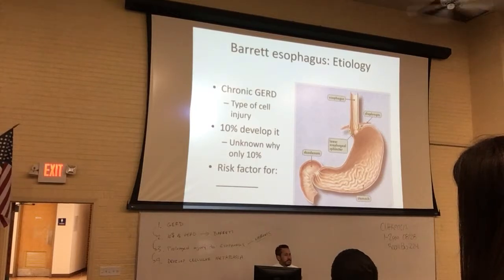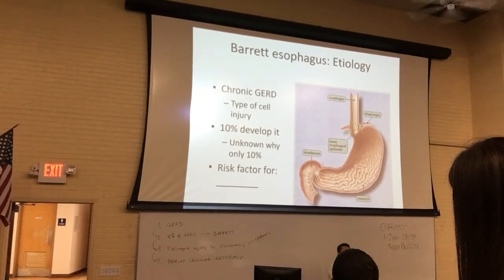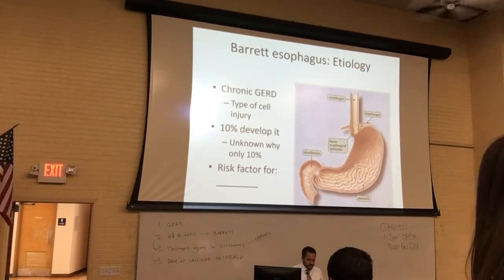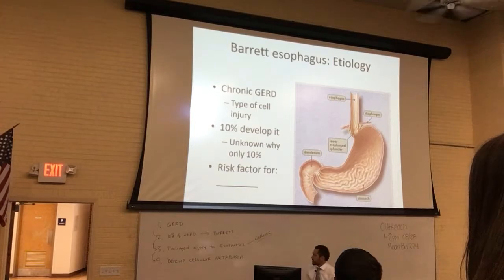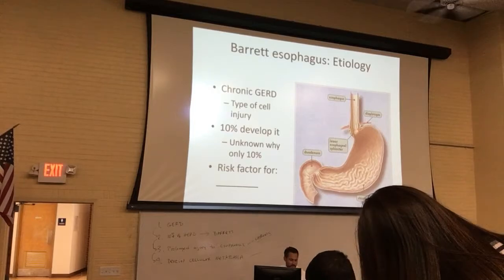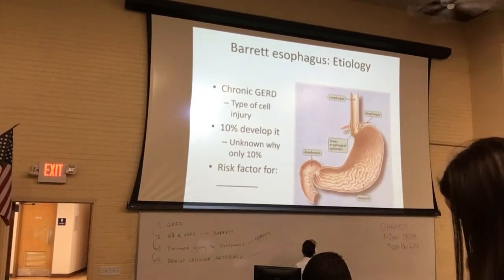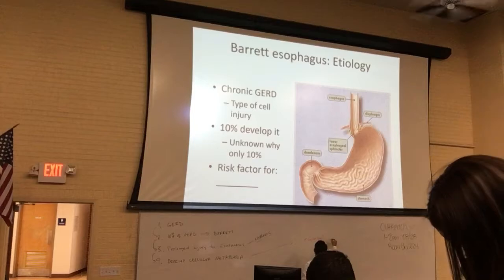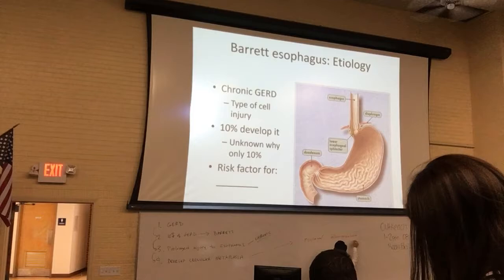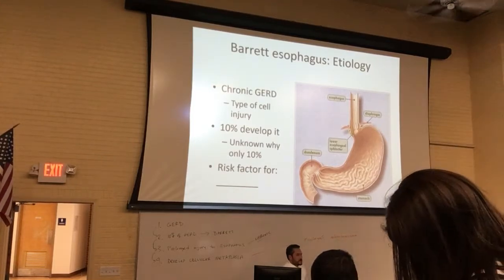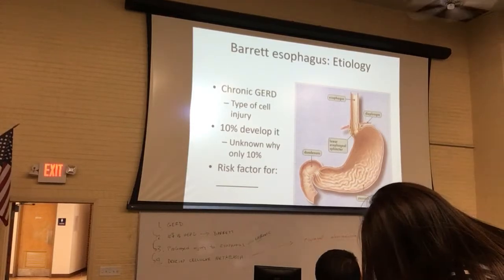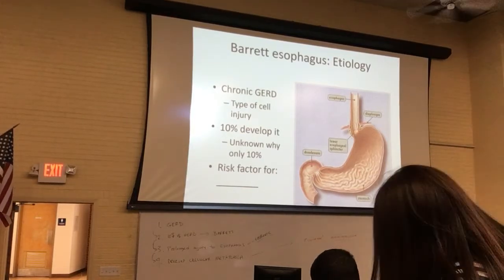Now, Barrett isn't the problem, because it's reversible. It's reversible cellular metaplasia. The real problem is that it's a predisposition for esophageal adenocarcinoma. This is a form of cancer. And so now you're talking about esophageal cancer. And we're going to see this motif.